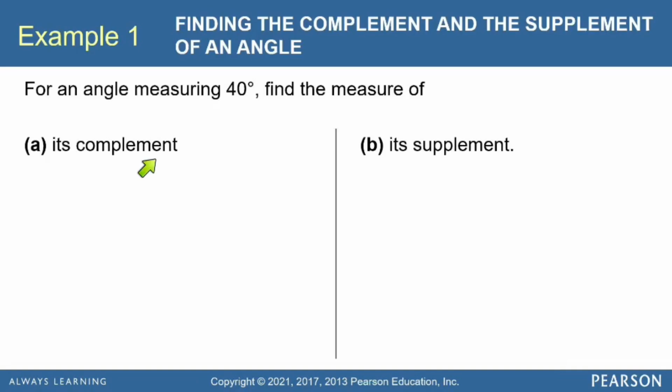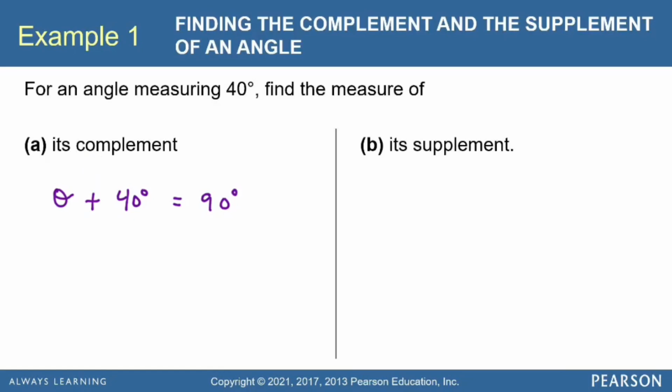So we know that if the relationship is complementary, that means that our unknown angle and our 40-degree angle have to add up to 90 degrees. So I'm going to use theta for my unknown angle. So I'm going to say theta plus 40 degrees equals 90 degrees. So that's what it means for two angles to be complementary.